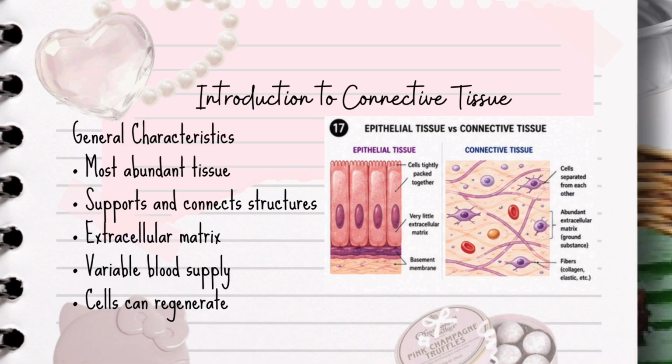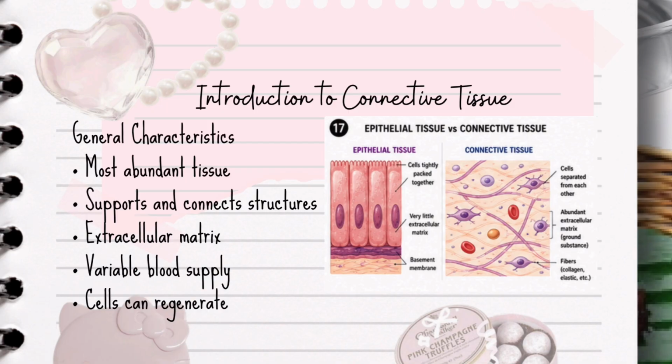Connective tissue is the most abundant and widely distributed tissue in the human body. Unlike epithelial tissue, whose cells are tightly packed together, connective tissue has cells that are separated by a material called the extracellular matrix. This matrix is made up of ground substances and protein fibers, and its composition determines whether a connective tissue is soft like fat, firm like cartilage, or hard like a bone.